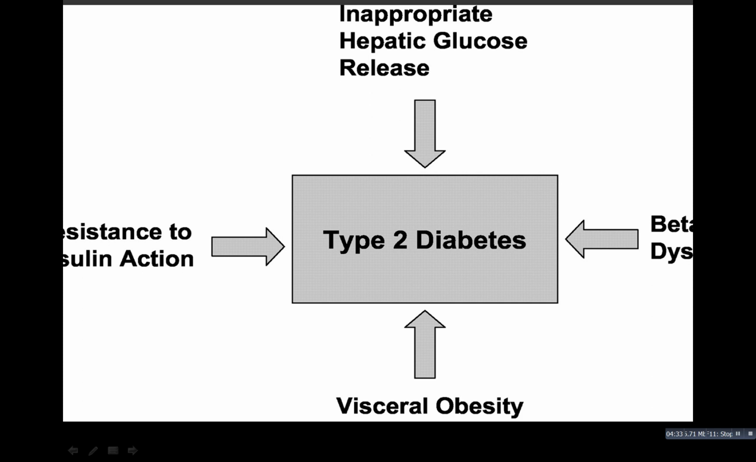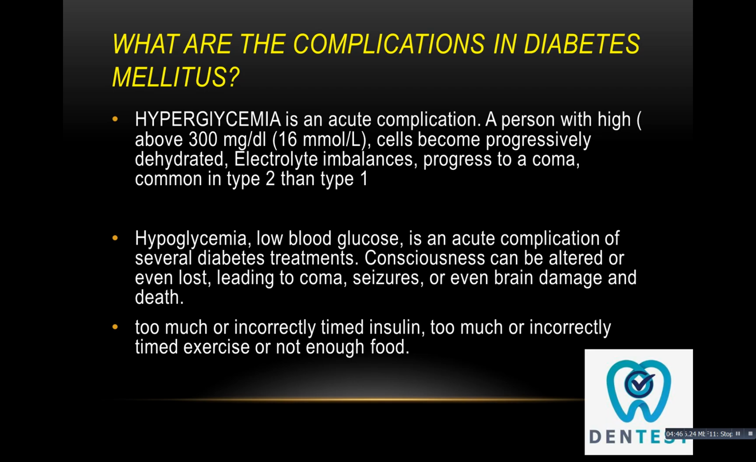The other question: what are the complications in a diabetes mellitus patient? This is important because we need to know what complications can happen, and what consequences the patient has as a diabetic who is uncontrolled. What organs will be destroyed, and how will the glucose cause complications to the patient?